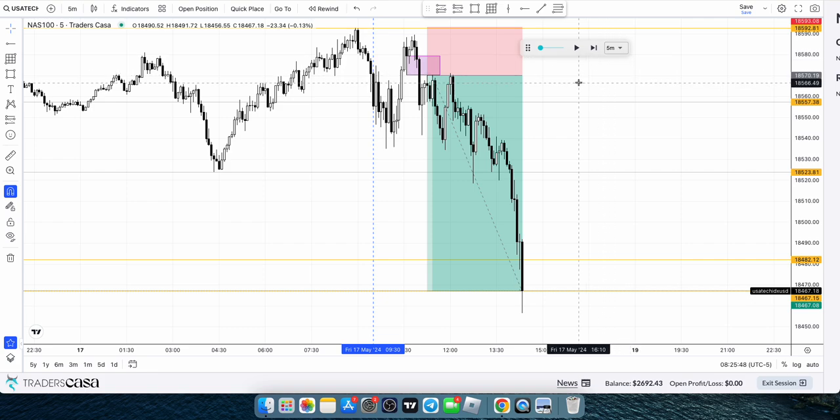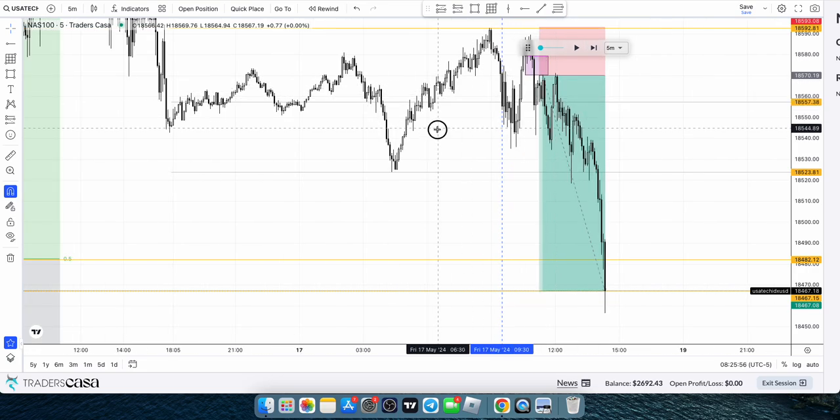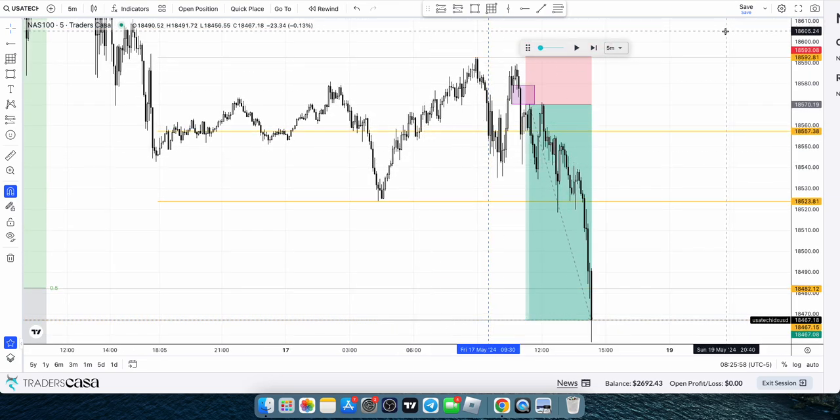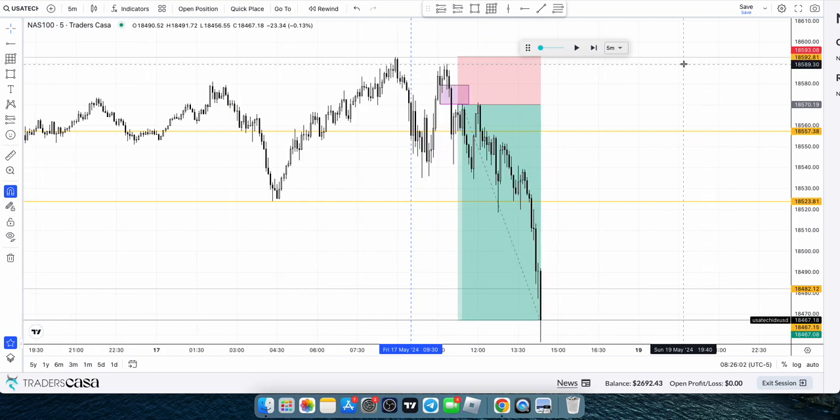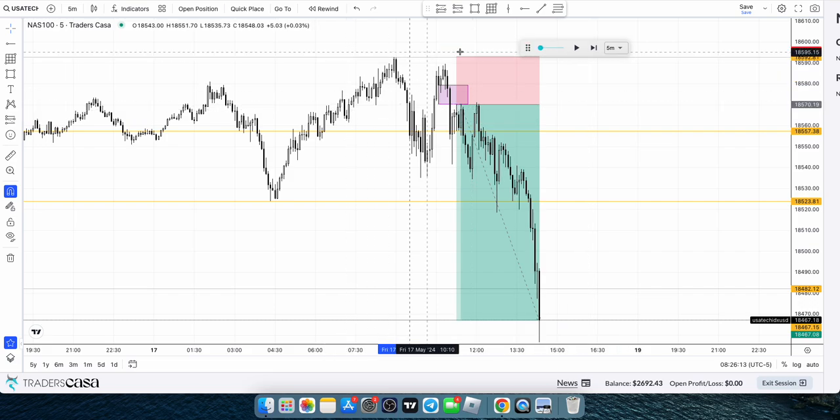I used the PO3 source. In my last video it wasn't really there. It was kind of there, so yeah, cool. Yeah, it was there. And then we used a breaker block entry. And as you can see, price hit.